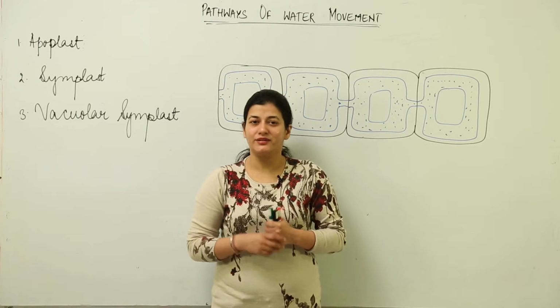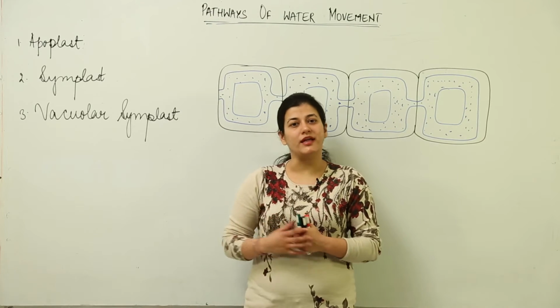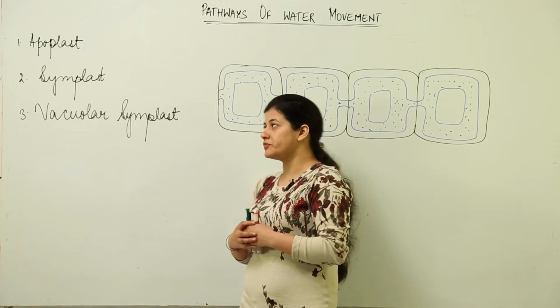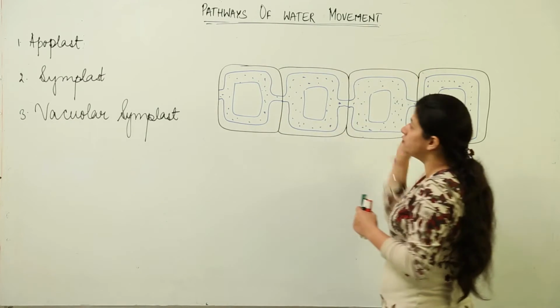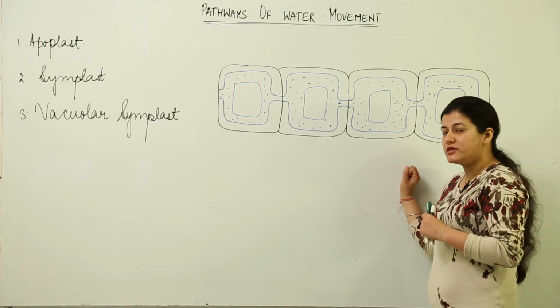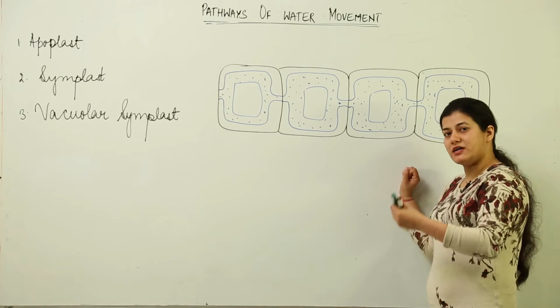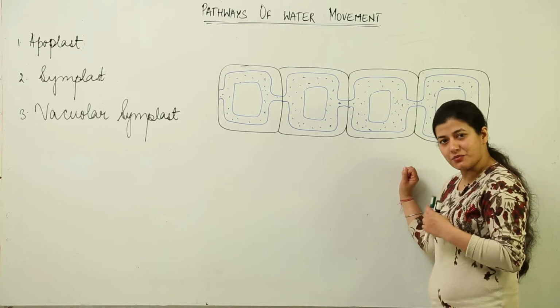Having discussed the absorption of water, which included both active and passive absorption, now we are going to see, after that absorption, what pathway the water movement has taken. Okay, so you know that from the root hair the water is absorbed, then it passes on to the anatomical aspects that we had discussed.